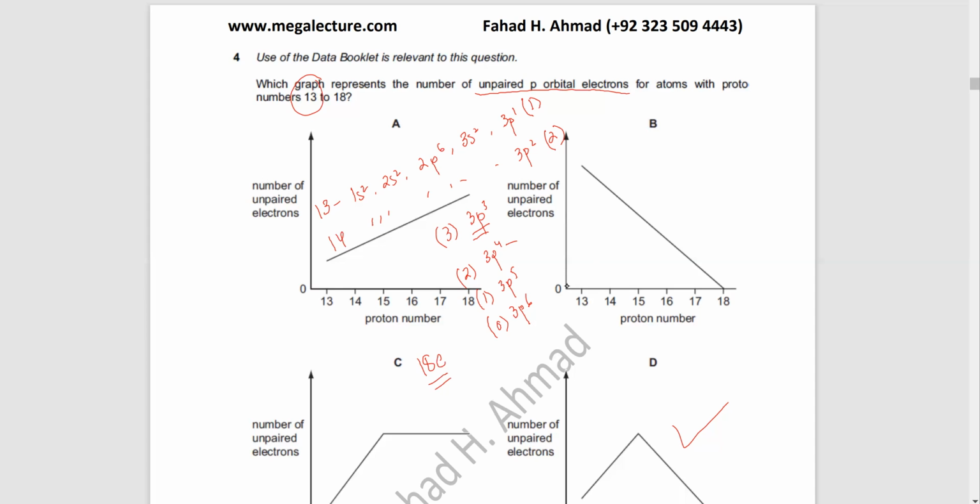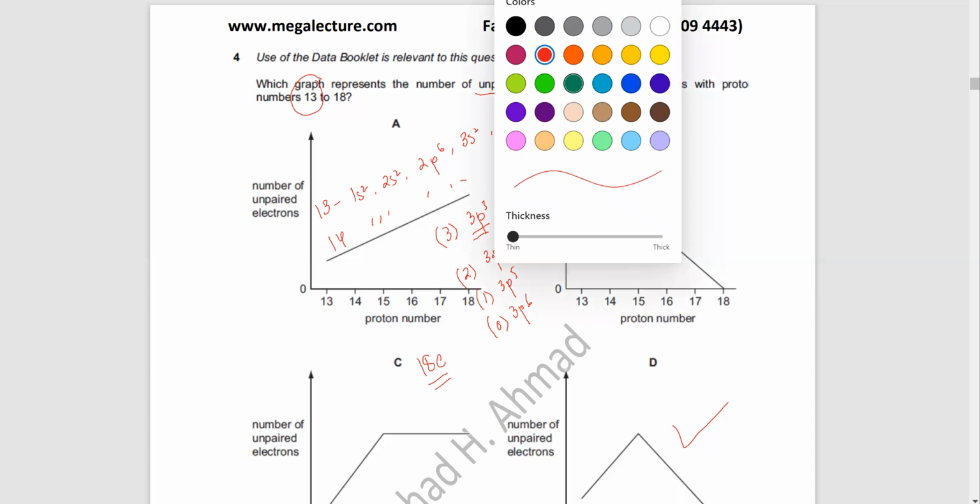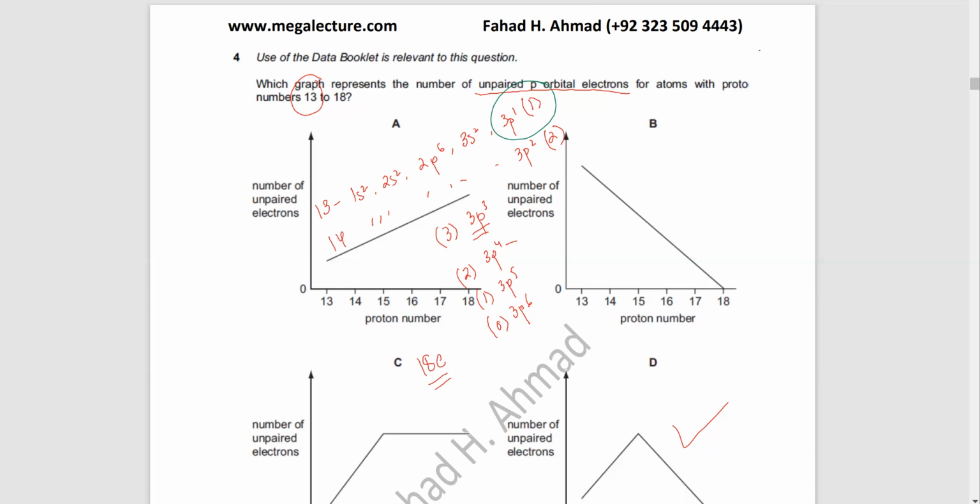So unpaired electrons, how do you figure out unpaired electrons? If you have 3p1, what does that mean? The 3p subshell actually has three orbitals, 3px, 3py, and 3pz. Now, if it has one electron, that means there's one electron over here, but the rest of the orbitals are completely empty. So how many unpaired or half-filled orbitals does it have? It has one. Okay, so the first one is going to have one.